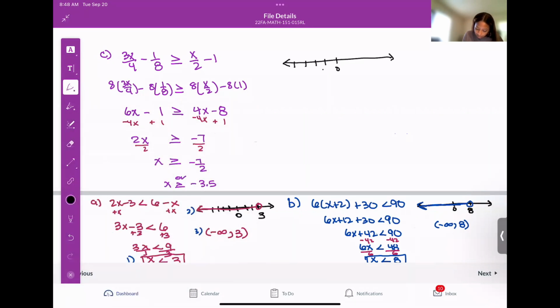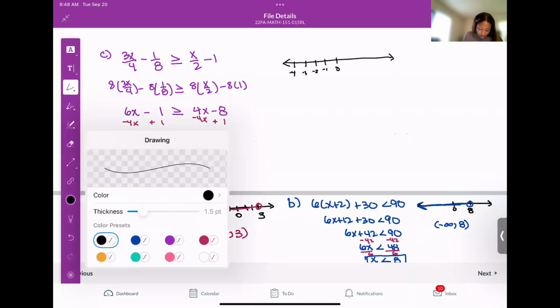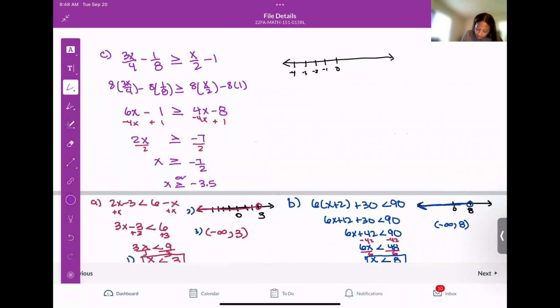Let me write in some more stuff. Negative 1, negative 2, negative 3, negative 4. Negative 3.5 would be about here. Now, we have a greater than or equal to sign here. So instead of writing an open circle, that means at the endpoint, negative 3.5 is going to be included in the solution. So we want a closed circle there.